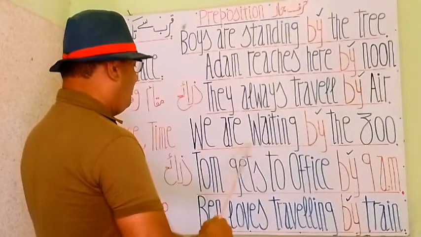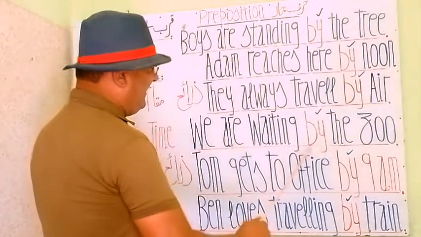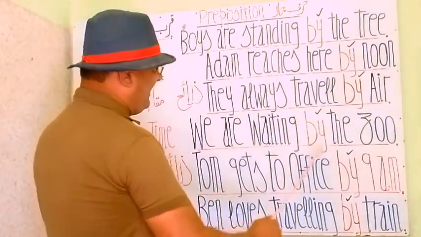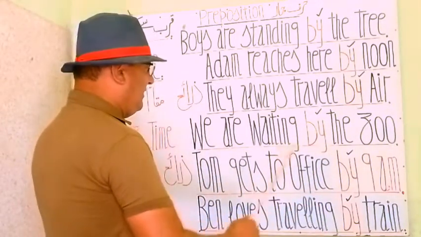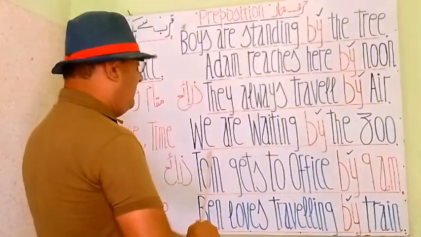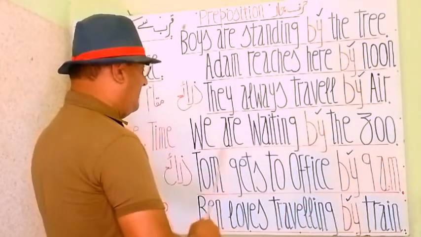So this is a beautiful phrase again. We are waiting by the zoo. हम चिड़ियाघर के करीब इंतजार कर रहे हैं. हम चिड़ियाघर के पास इंतजार कर रहे हैं.